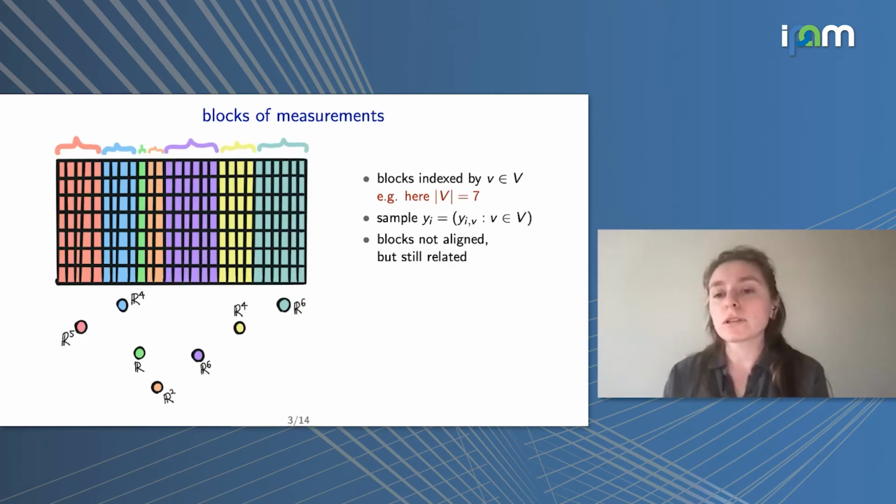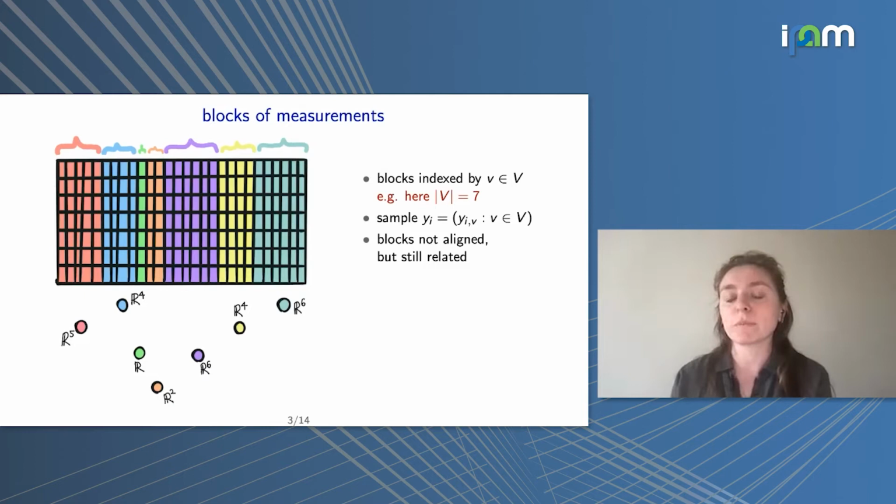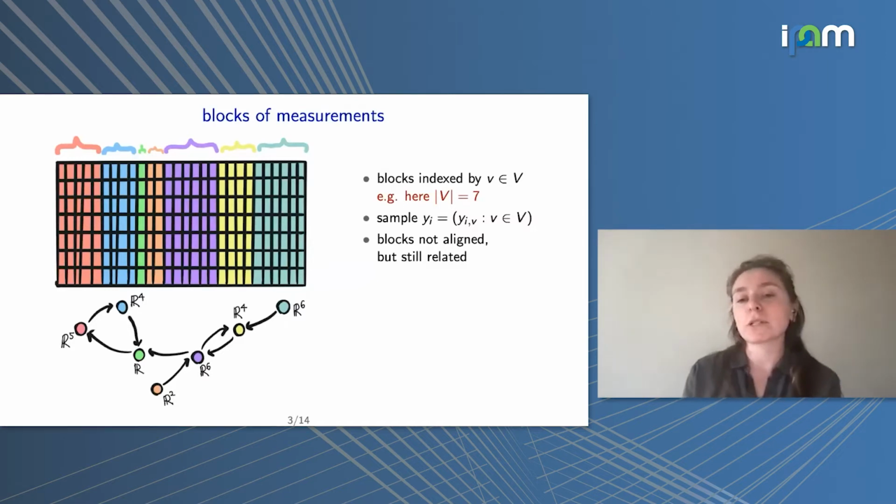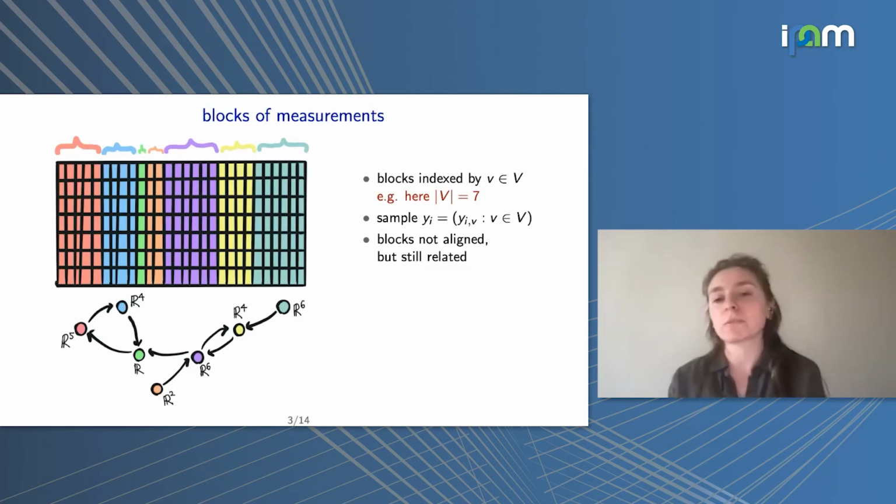Okay, and the blocks are not aligned, but they may still be related. So if they were completely different measurements, it wouldn't necessarily make sense to group them into blocks like this. But as in the original tensor case that I mentioned, the blocks still have some relations between them. So maybe we can think of these relations as being given by maps, which take us from the set of measurements in one block to the set of measurements in a different block.